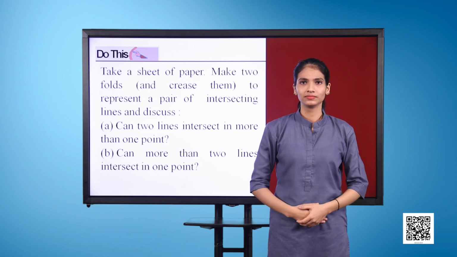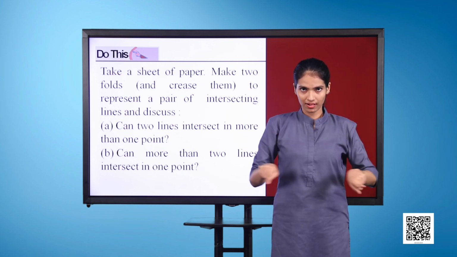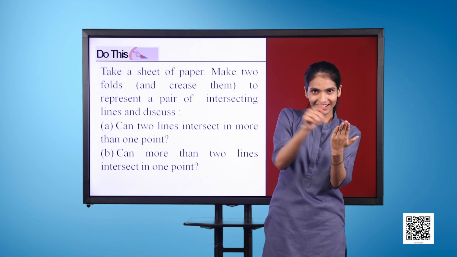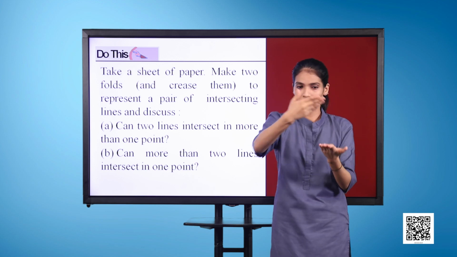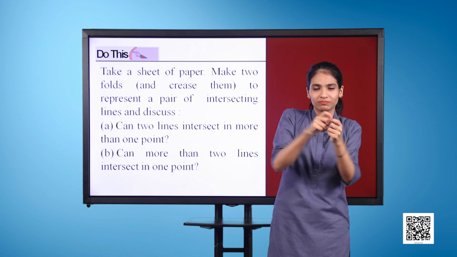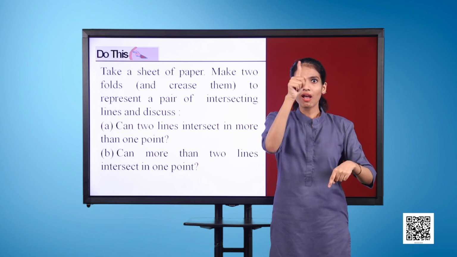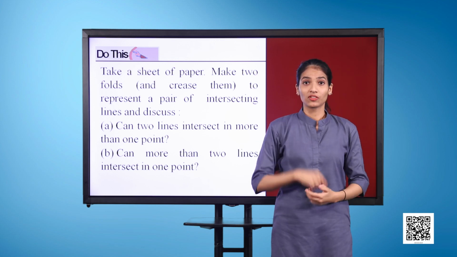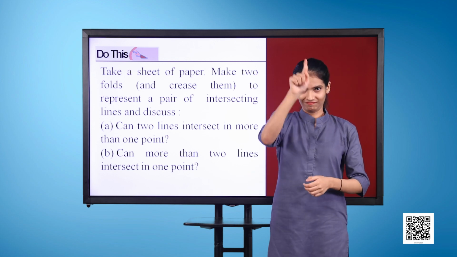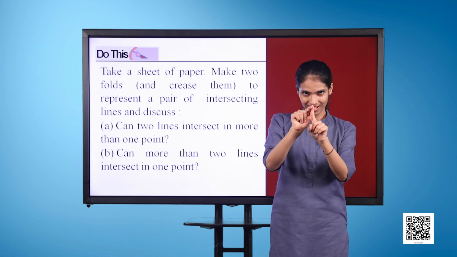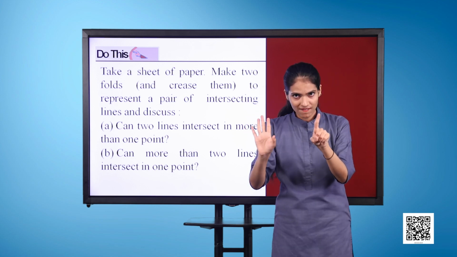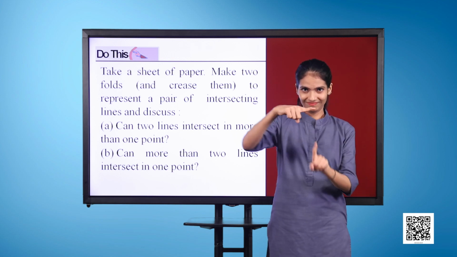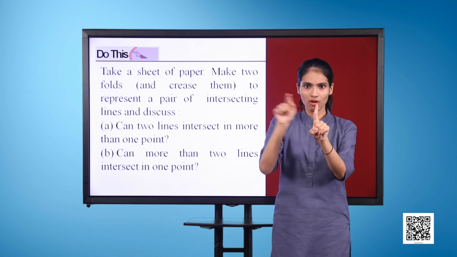Do this. Take a sheet of paper. Make two folds and crease them to represent a pair of intersecting lines and discuss. A. Can two lines intersect in more than one point? B. Can more than two lines intersect in one point?